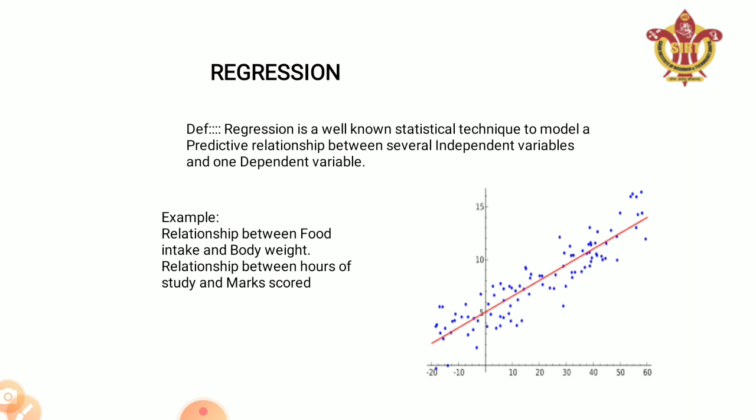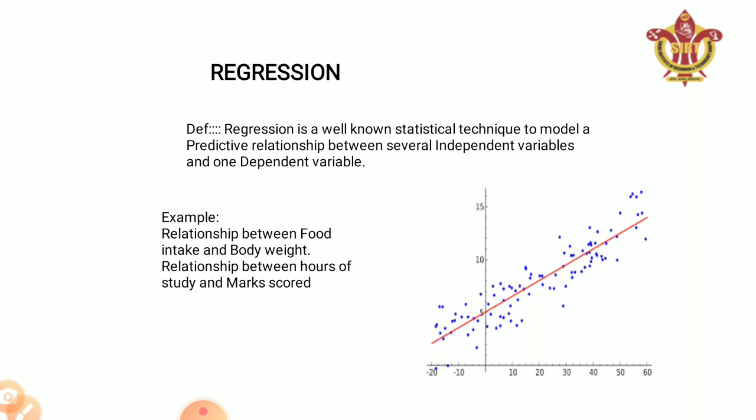Coming on to again a very important topic in this exam, which is regression. Regression is a well known statistical technique to model a predictive relationship between several independent variables and one dependent variable. Now, what is a dependent variable and what are independent variables? The term itself indicates that the dependent variable is dependent on other factors or other variables, and independent variables are those which are not dependent on any other factor or variable. We can consider the example of a relationship between food intake and body weight.